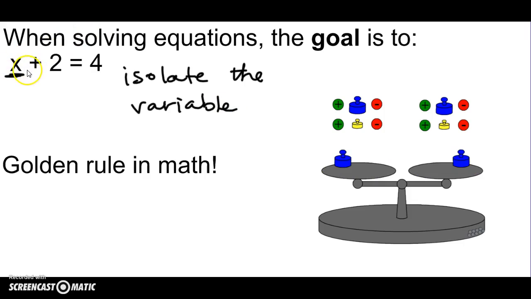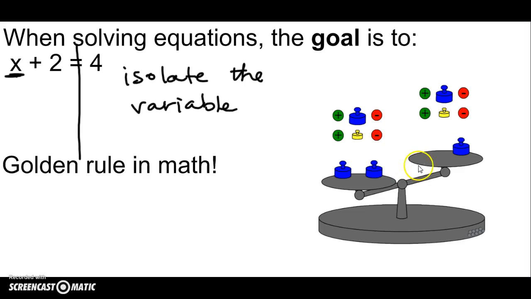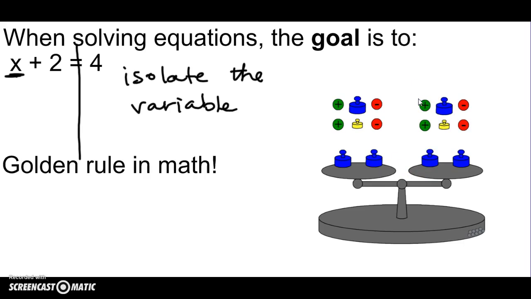In order to isolate the variable, we're going to treat this equation just as we would the scale over here. Just as the scale has two sides to it, our equation also has two sides to it, x plus 2 and 4. And you'll notice on my scale, if I add a weight to the left-hand side, in order to balance it out, I also have to add a weight to the right-hand side.